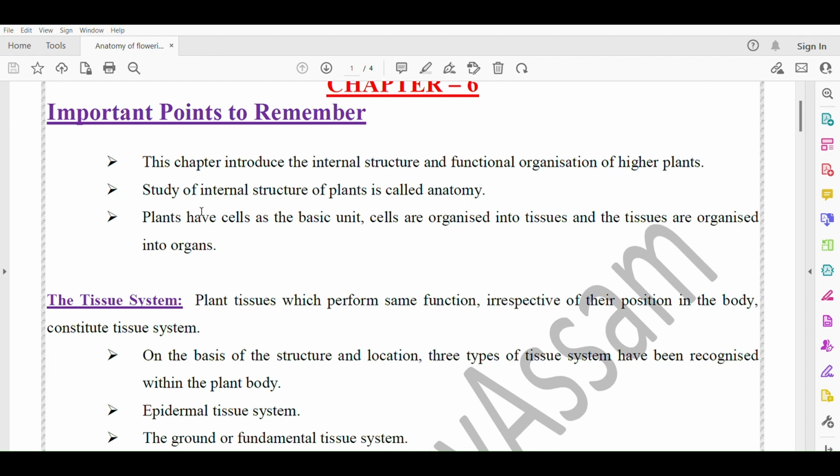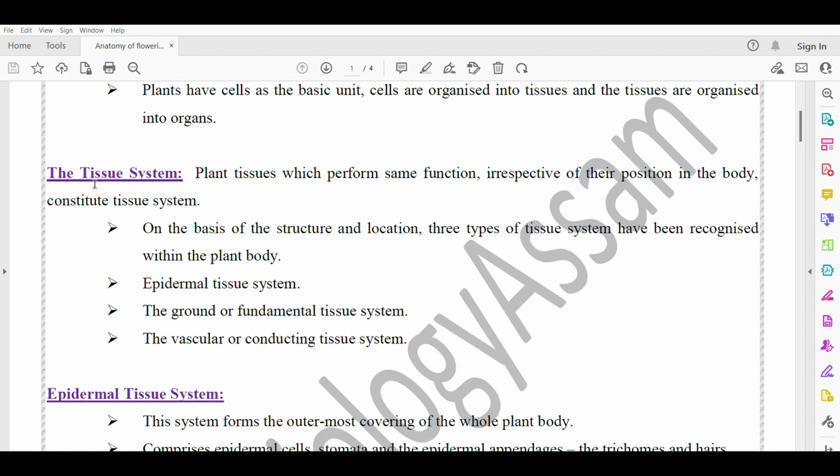Study of internal structure of plants is called anatomy. Plants have cells as the basic unit. Cells are organized into tissues and the tissues are organized into organs. The tissue system: plant tissues which perform the same function irrespective of their position in the body constitute a tissue system. On the basis of structure and location, three types of tissue system have been recognized within the plant body.